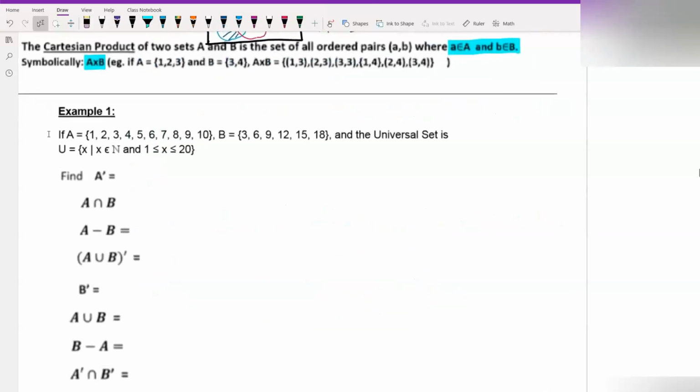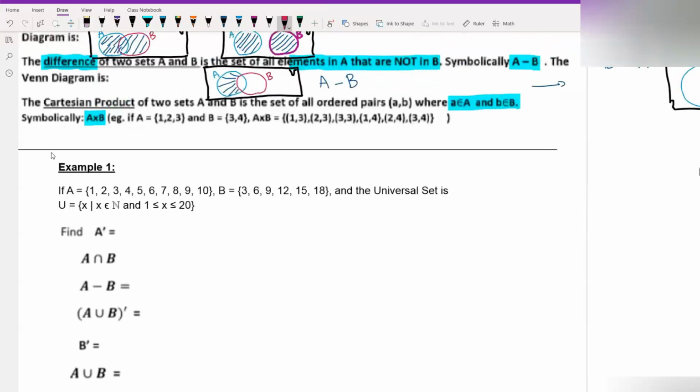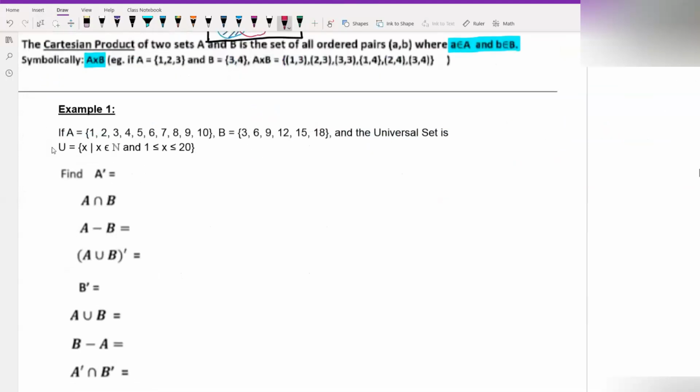Here we have set A and B, and also the universal set. So set A is 1, 2, 3, 4, 5, 6, 7, 8, 9, 10. We have natural numbers starting from 1 to 10. And B is 3, 6, 9, 12, 15, 18. And the universal set is in set builder form. I'm going to write this one in roster form. So this is set builder because we have x such that x belongs to natural numbers and x is between 1 and 20. So let's write roster form.